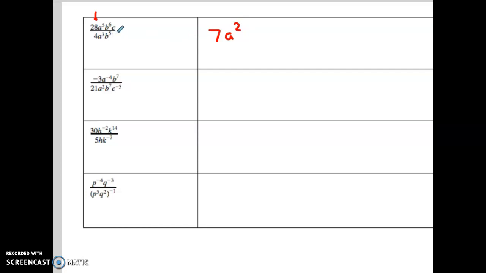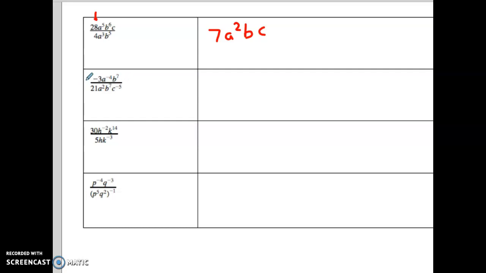Then I have B6 minus B5, which is just B. You do not have to put B1 there. And then C, there's nothing to subtract from C, so that C is also going to stay as a 1. And that's my exponents and coefficients divided. All right.